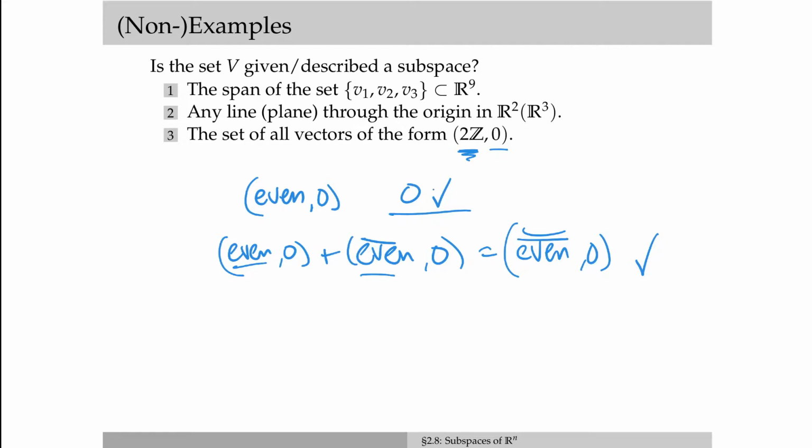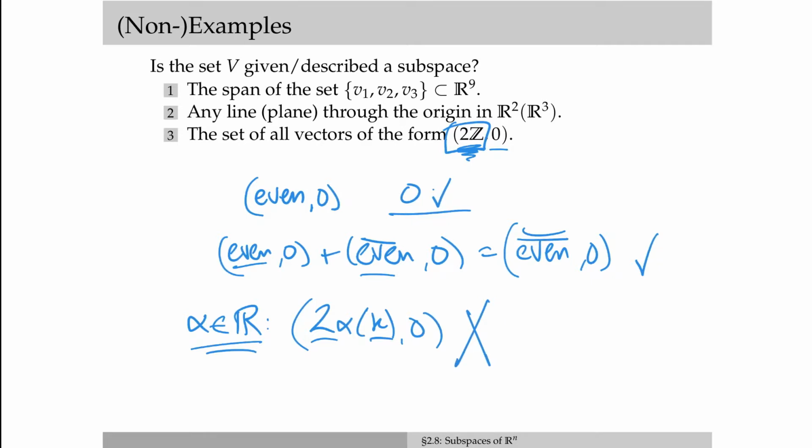The next thing we need to worry about is, is it closed under scalar multiplication? Now, this is where it gets a little tricky, because what we need to do here is take a constant, and that constant has to be a real number. So if I take a real number alpha times some 2k, because 2k is the even number I'm thinking of here, comma 0, is that necessarily 2 times an integer? Well, no, it's not. And so therefore, this does not form a subspace.